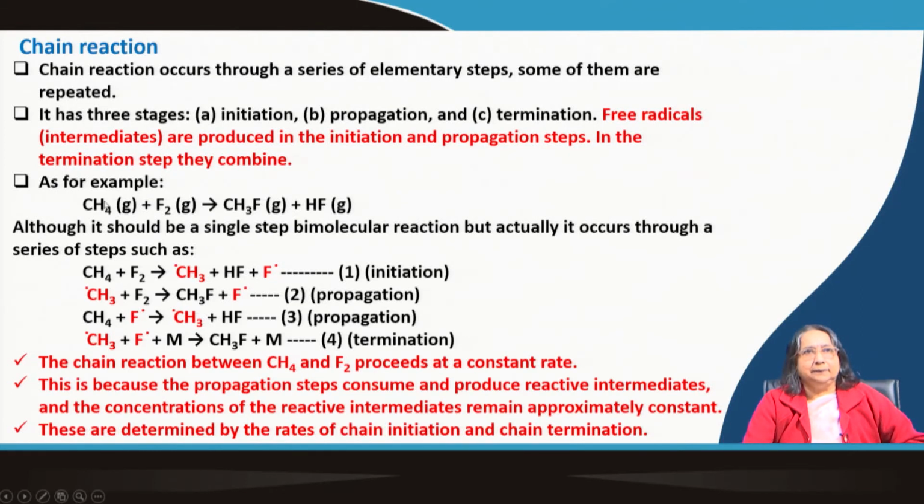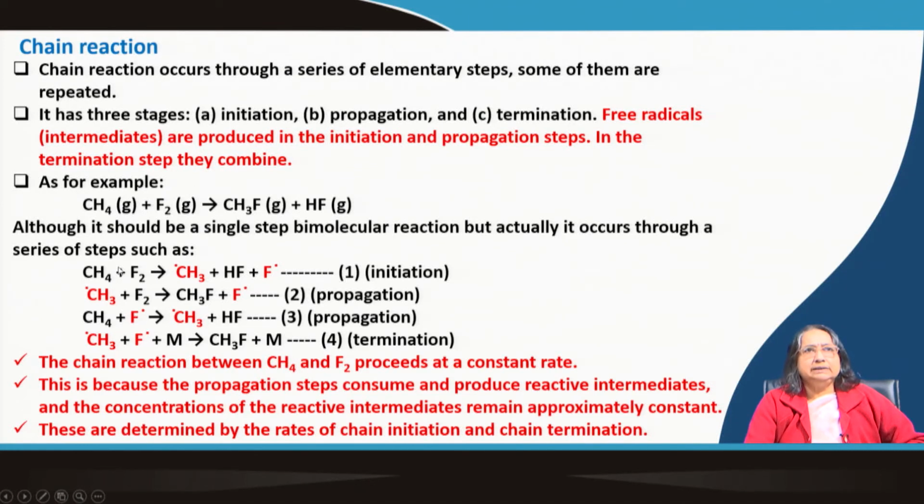Let us see an example. Methane in gas phase reacting with fluorine, that is also a gas, producing CH3F and HF. All this is a gas phase reaction. This is very simple to show, but is it occurring like this in a single step or through multiple steps? That is the question, because we are talking about the mechanism of a reaction. If it is a single step reaction, then we can easily tell that it is bimolecular, but actually it occurs through a series of steps.